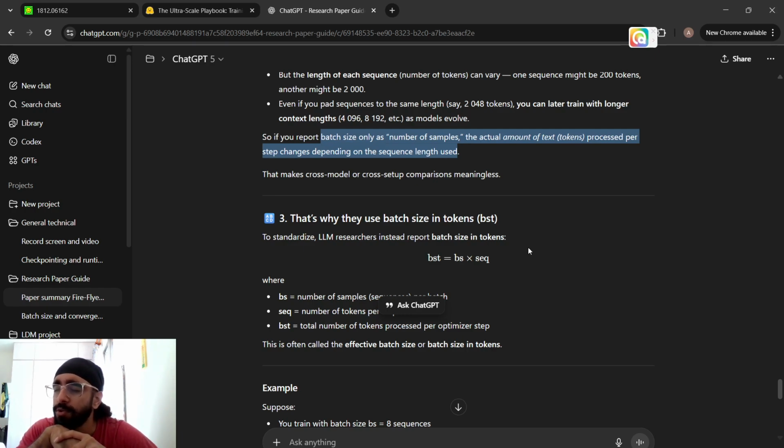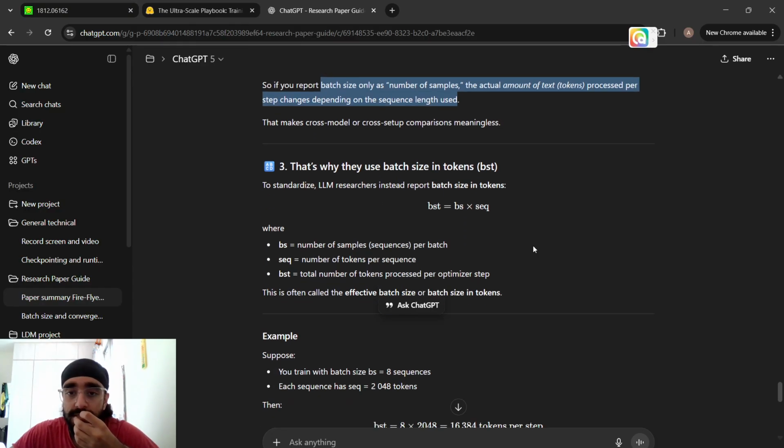Also, the number of tokens per batch would be different, although the number of sequences per batch would be the same. But in LLMs, all processing is done on token level. So we want the number of tokens per batch to be the same, not the number of sequences per batch. Report batch size and tokens. Batch size and tokens. Number of sequences into sequence. Number of sequences per batch, number of tokens per sequence.